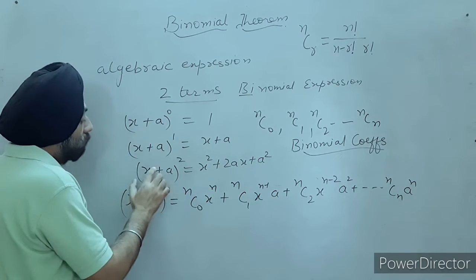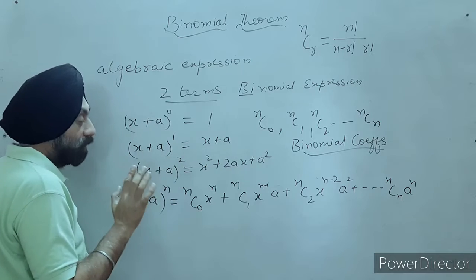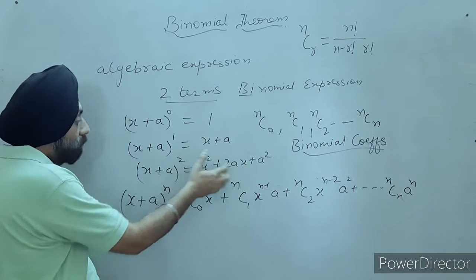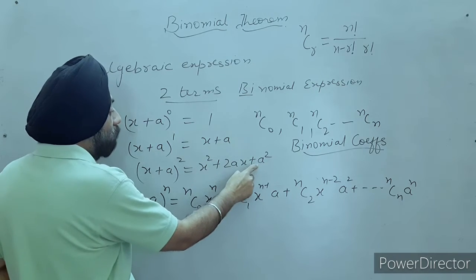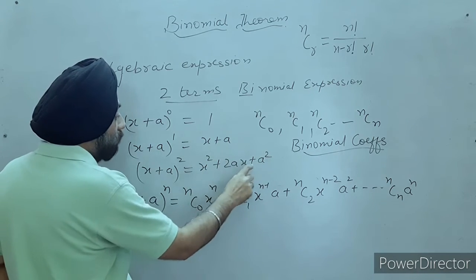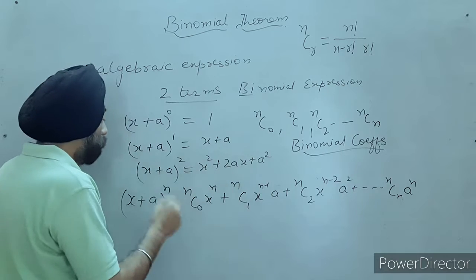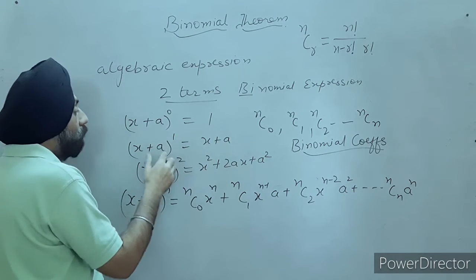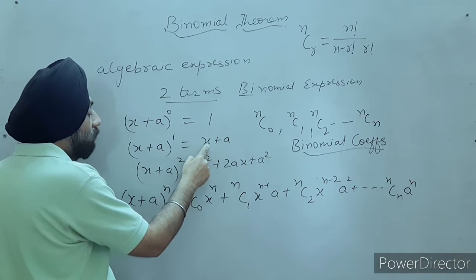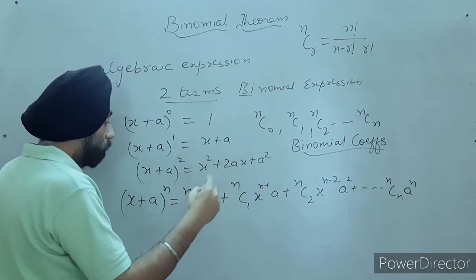Now, this is x plus a whole square, right? How many terms does this have? x square, 2ax plus a square. First, second, third. It has got 3 terms. Now, x plus a raised to power 1. How many terms does it have? x plus a, 2 terms.